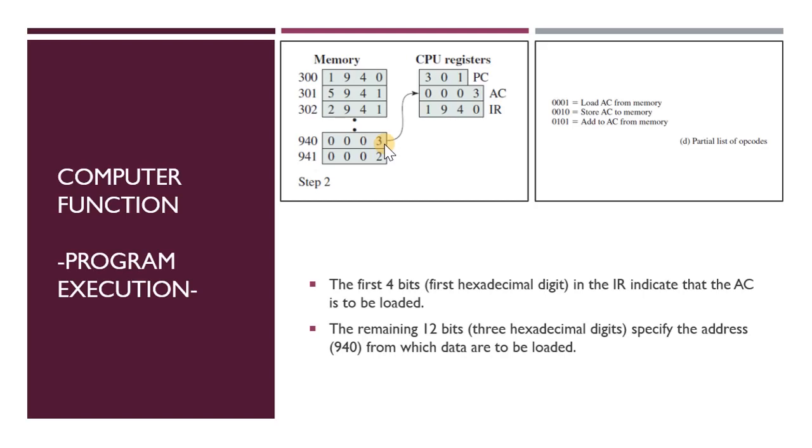Next, the processor will determine the opcode, the operation code. So the opcode is 1, which is to load the memory value into the accumulator. So this value, which is 3, will be loaded into the accumulator.